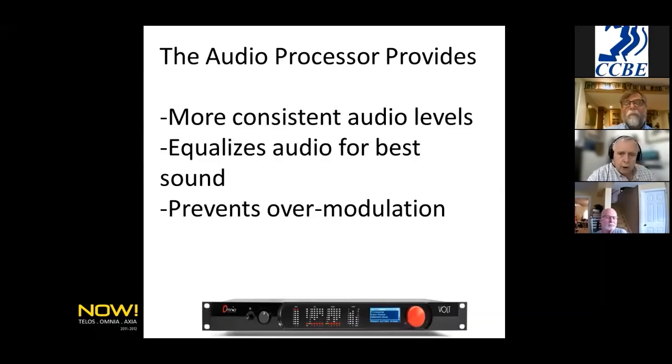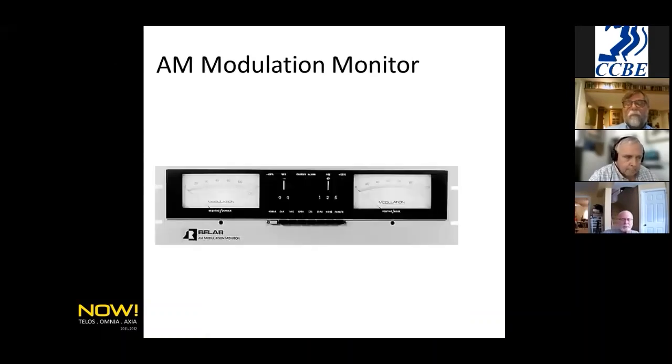The audio processor provides more consistent audio levels. It equalizes audio for best sound, and it prevents overmodulation. And this is a picture of one at the bottom. These have also shrunk in size, just like the transmitters have. Most of them are at least one rack unit high now.